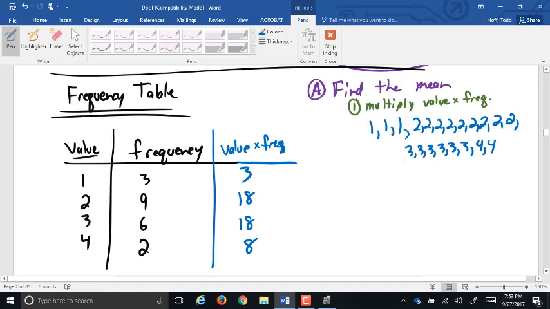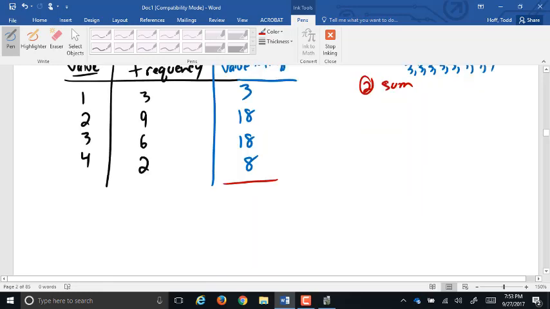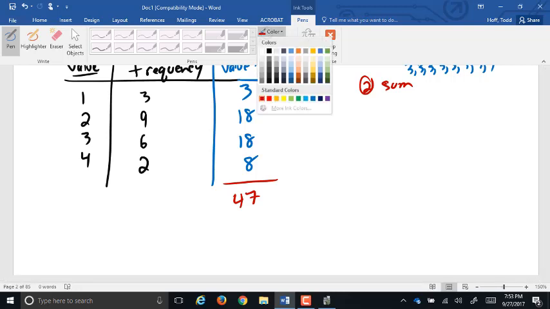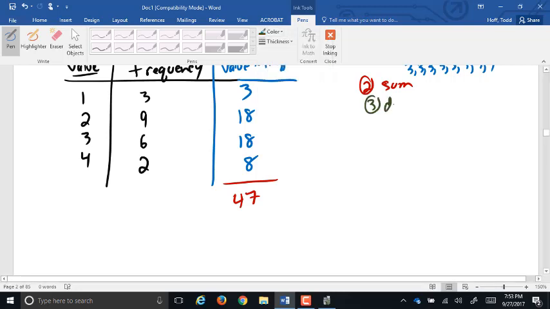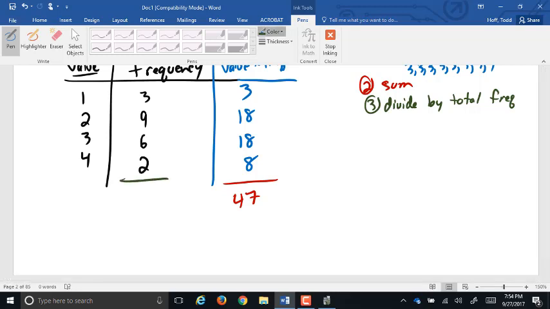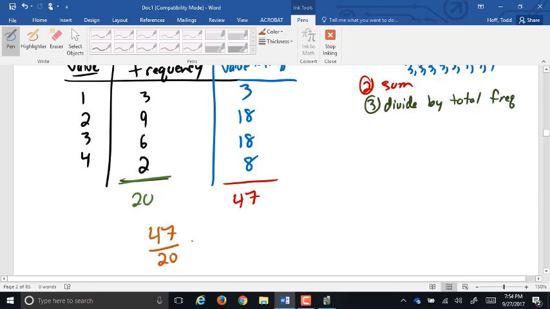and adding them up, but we still have to add up this column, step 2, find the sum. That adds up to what? 47 works to me. Then step 3, divide by total frequency. The total frequency here, if I add those up, is 20, right? So my mean is 47 divided by 20, or 2.35. That's my mean.